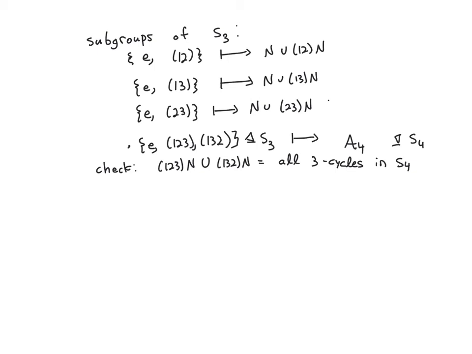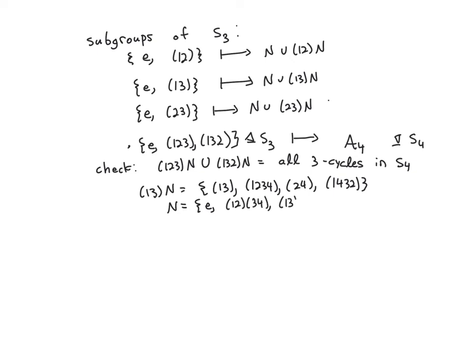So as an example of what these groups look like, I will point out that the coset (1 3)N ends up having (1 3) in it, the 4-cycle (1 2 3 4), (2 4), and (1 4 3 2). And so when you combine this with N, which has (1 2)(3 4), (1 3)(2 4), and (1 4)(2 3), it turns out you get a dihedral group.